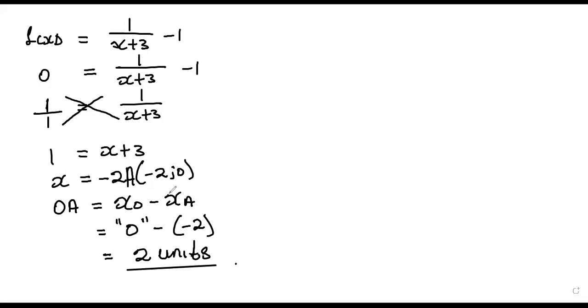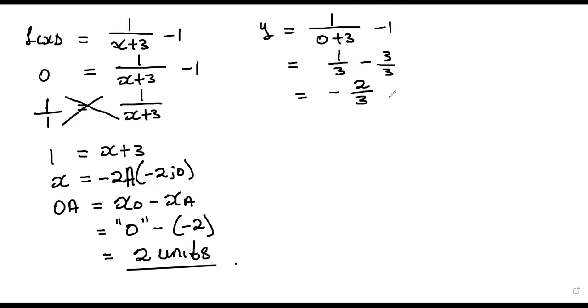But now if we need to determine the distance OB, we need to know the coordinates of the y-intercept. So for the y-intercept, we just let x be 0. So this is just going to be 1 over 3 minus 1, with 1 which I can write as 3 over 3. So this is just going to be negative 2 over 3, implying that the coordinates of B are 0 and negative 2 over 3.